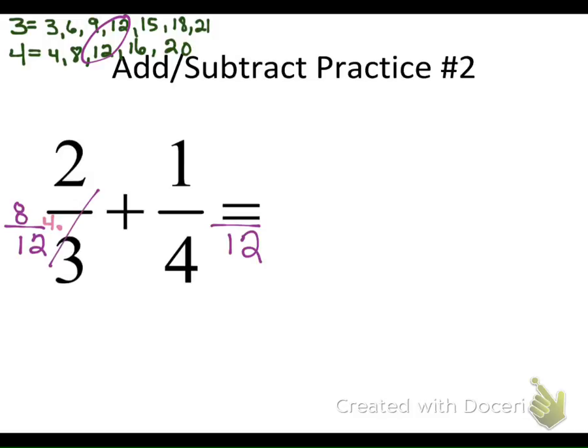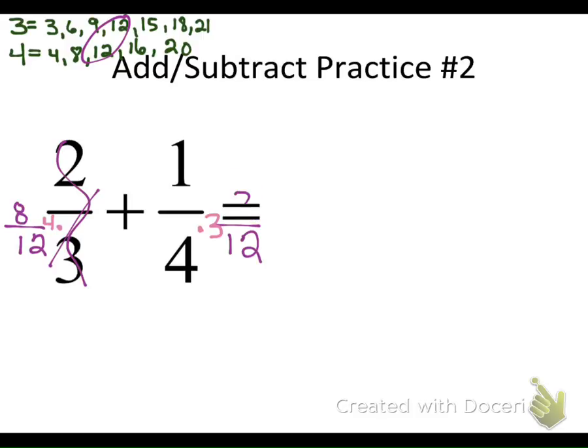So I'm done with that one. I don't need that anymore. I got a new fraction I'm working with. So now I come to my second fraction. My new denominator is 12, so I had to think 4 times what got me to 12? 3. So if I multiplied the bottom by 3, I have to multiply my numerator, my top, by 3. So what's 1 times 3? 3.